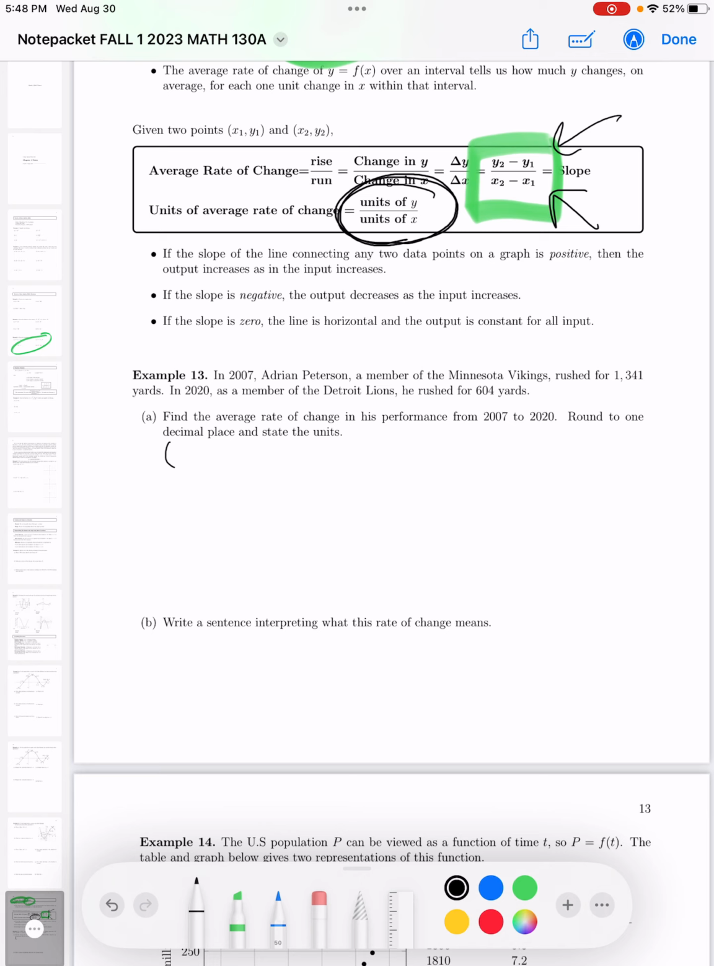So let's see. In 2007, he rushed for 1,341 yards. In 2020, he rushed for 604 yards. So I'm going to use these numbers in my points and plug them into my slope equation. M stands for slope. That's because the French word for slope starts with the letter M. So that's why it ends up with M. So I'm going to plug these numbers in.